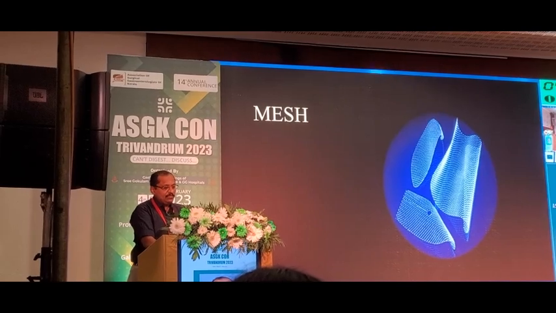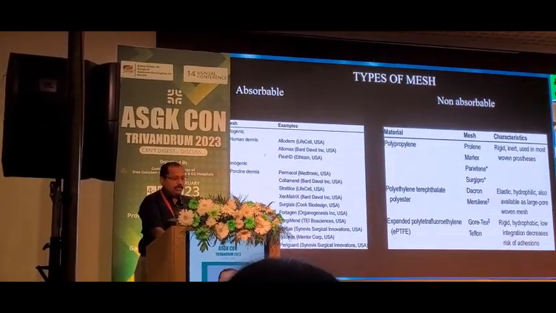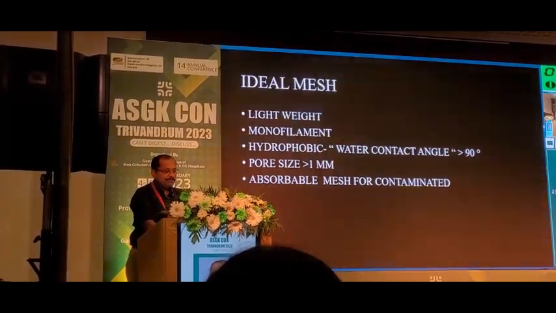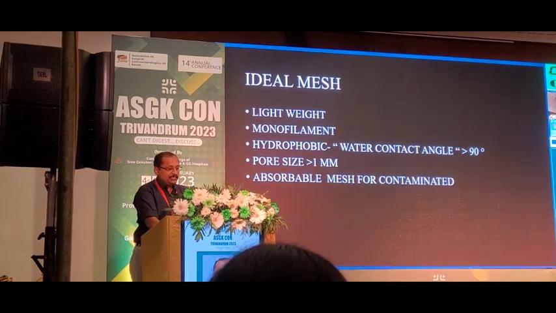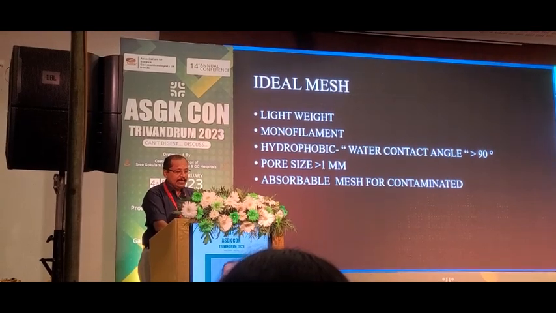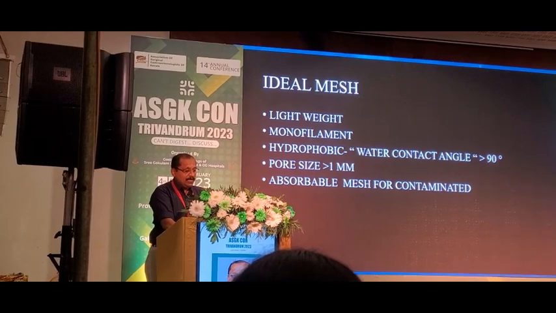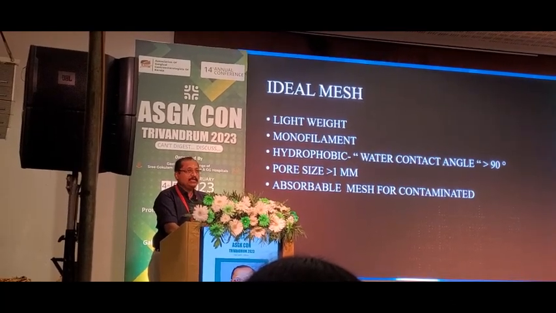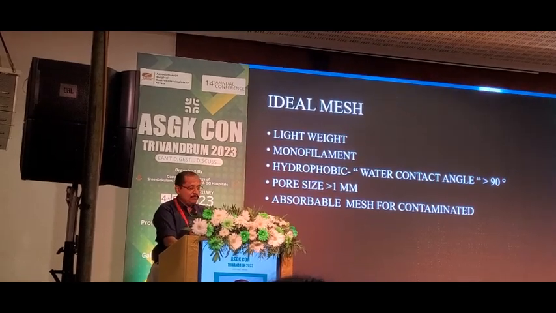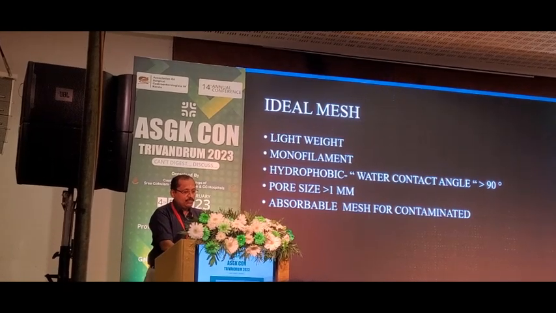A little bit of recapitulation of what mesh is. Basic categorization is absorbable and non-absorbable. We have other types now; I'm not mentioning those for paucity of time. What is an ideal mesh? It is lightweight, monofilament, hydrophobic. We have an entity called water contact angle, which is more than 90 when you call it hydrophobic. Thereby, the bacteria get less adhered to the mesh and it becomes a rather difficult task for the bacteria to pave a way. Pore size should be more than 1 millimeter, and absorbable mesh should be used in an area of contamination.